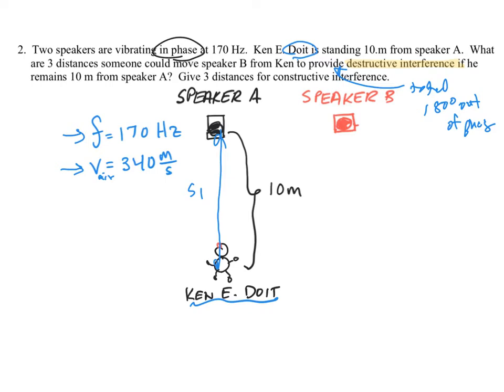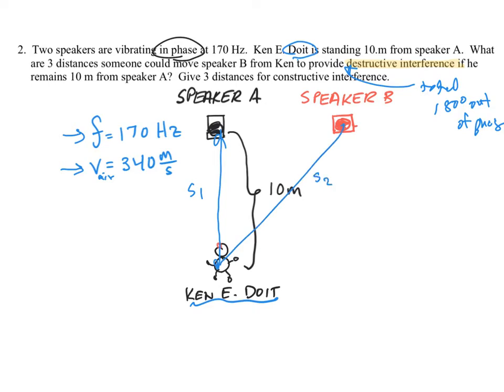So let's keep him where it's at right now. We'll call this S2. So we want the difference in those two distances from source 1 to Ken and from source 2 to Ken. Source 2 is bigger, so I'm going to subtract source 1 from source 2. We want that to be a multiple of half wavelengths. So M could be 1. M can't be 2, because if M is 2, then 2 divided by 2 is 1. So M can only be odds up here.